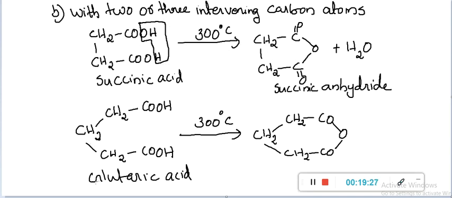Another example is in the case of glutaric acid. Here the number of intervening carbon atoms is 3. When it is heated, it will convert into glutaric anhydride.